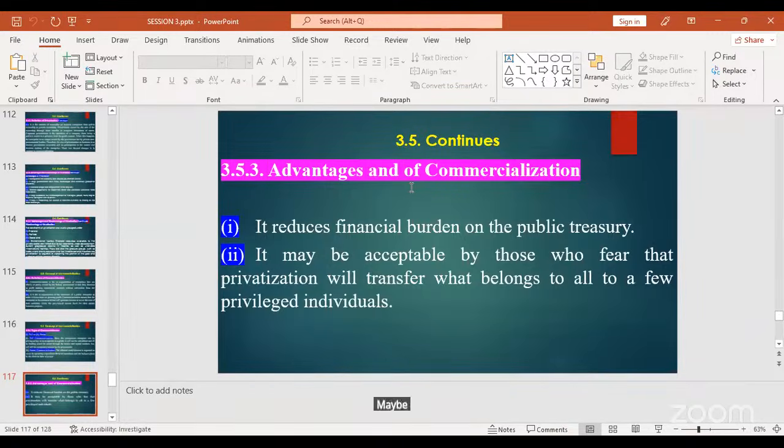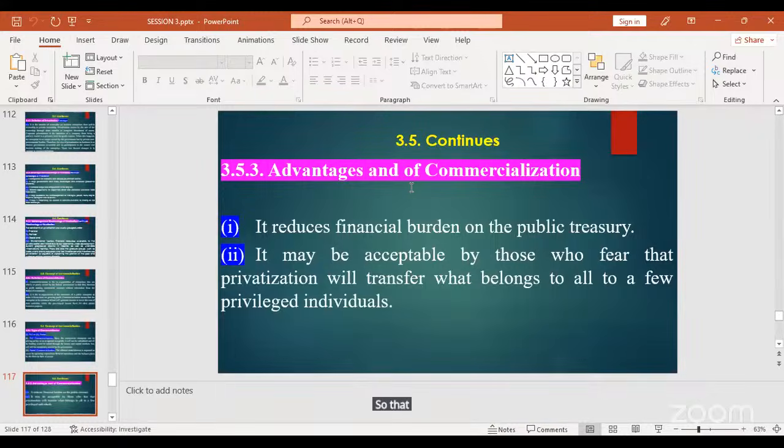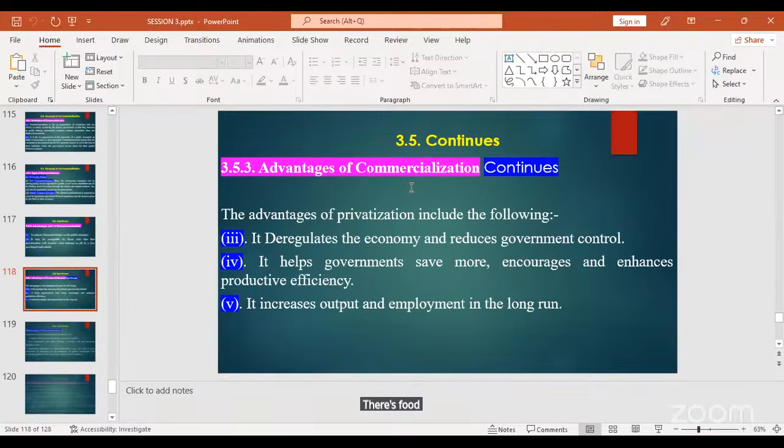Maybe the money you are making now, you are just saying, okay, I will just charge people small money so that I can be able to pay for the shop. That's all. That's partial. But if you now say, I will charge enough money to pay for the shop, pay some other expenses, pay the PHDM bill, whatever, and also make money to be able to buy clothes and pay my rent and other things and live a meaningful life, then that's full commercialization.